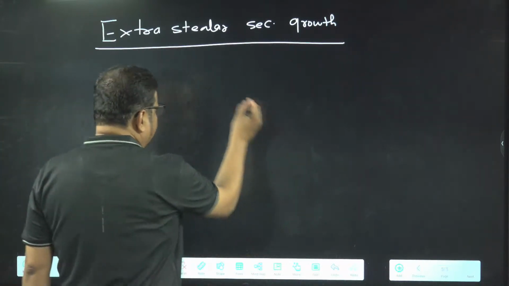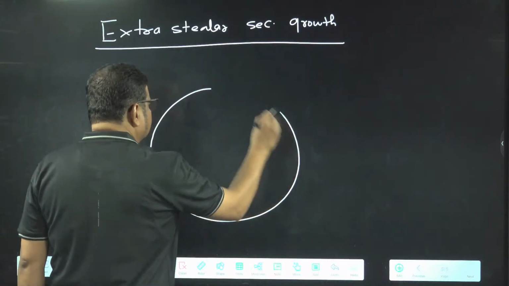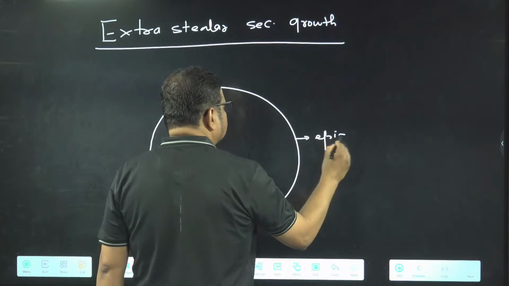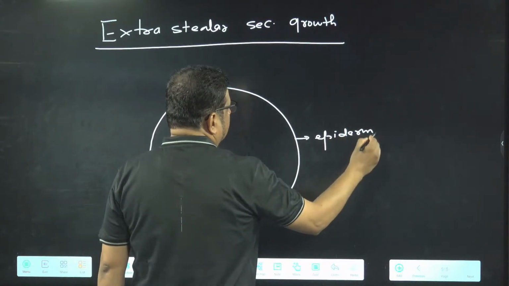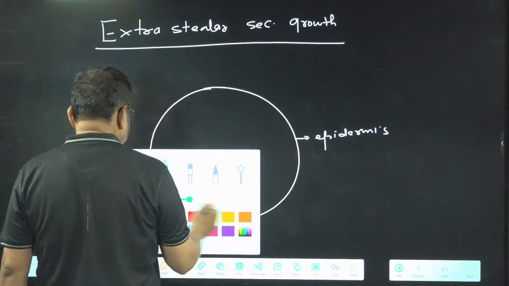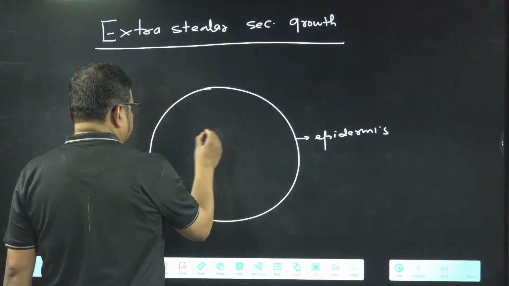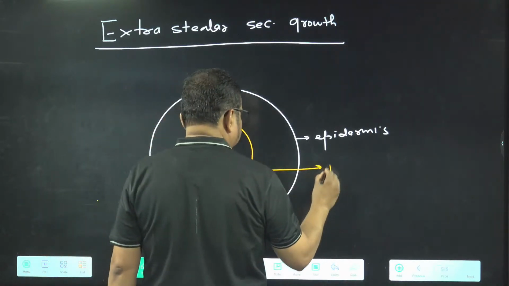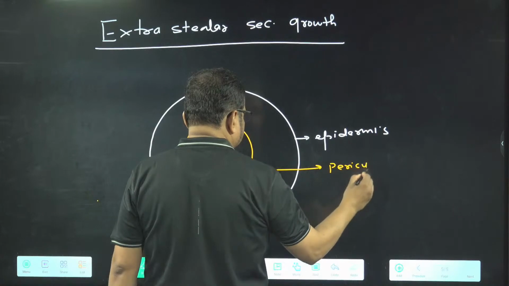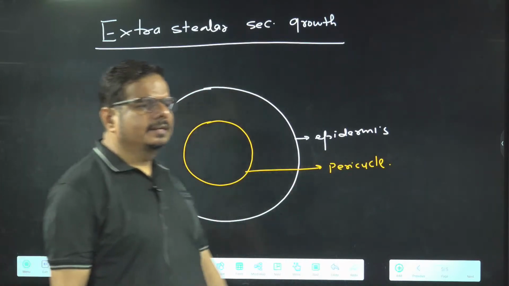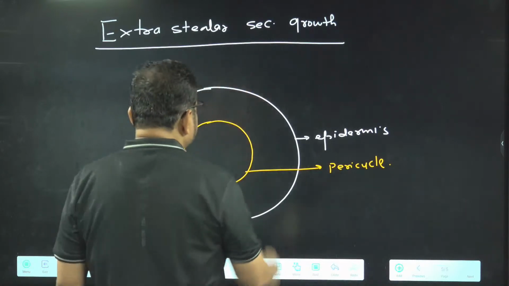I am just drawing a diagram. Give your attention. This is epidermis. And this one is pericycle. So everything outside the pericycle is called which region? Extrastellar region.